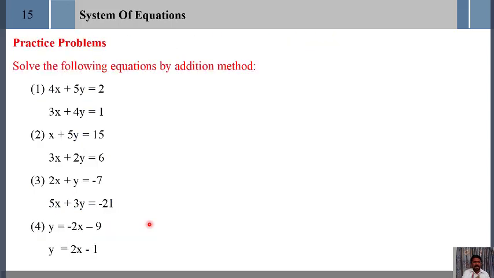And next, these are some practice problems. Dear students, I ask you to solve these types of problems. Four problems are given. Simply solve these four simple problems. Try your level best.